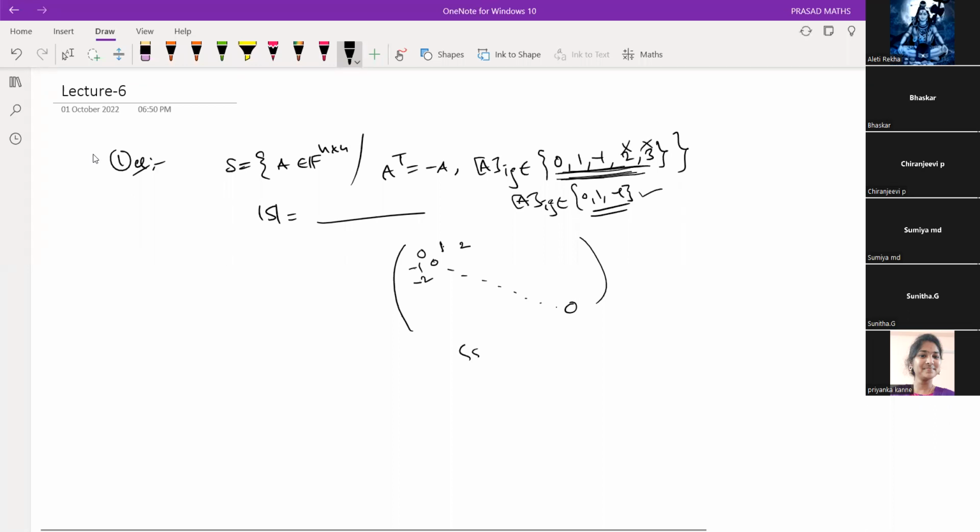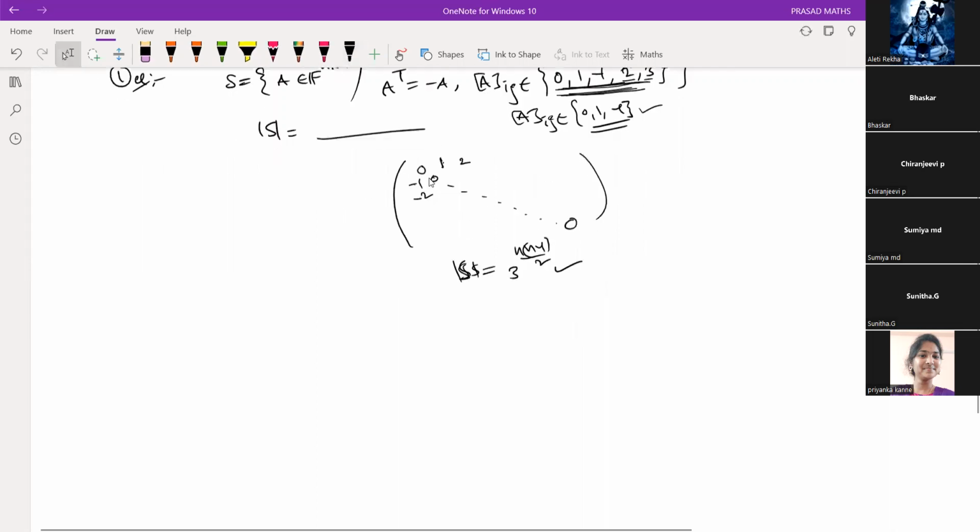So now what is the cardinality of S? 3 power n into n minus 1 by 2. Yeah, this is it. Is it clear? This is a very, very important argument, right? So 2 and 3 are not possible for a skew symmetric matrix.